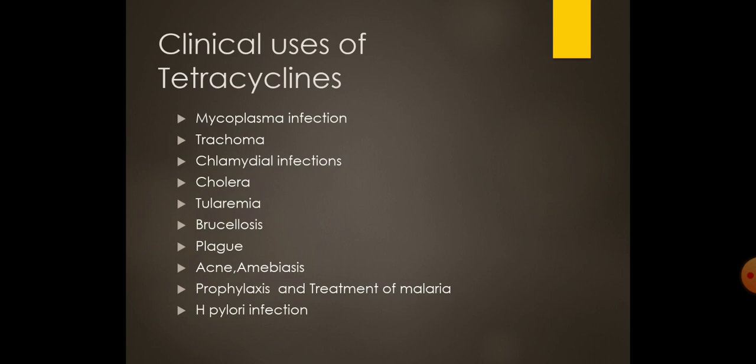Trachoma is commonly caused by Chlamydia trachomatis. It responds well to tetracycline therapy, but doxycycline is always preferred because of its advantages over tetracycline. Trachoma, both inclusion conjunctivitis and simple trachoma, can be treated with this.